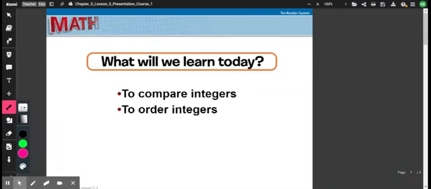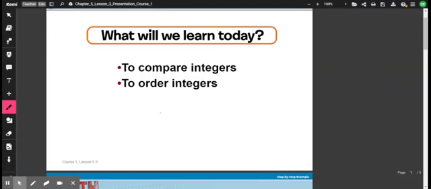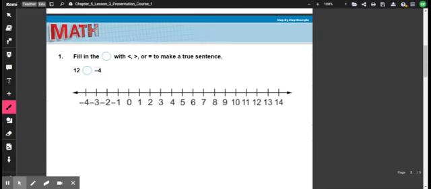We are on chapter 5, lesson 3. We are going to compare integers and order integers. So first off, what is an integer? An integer is just a number. It's going to be a whole number. Gotta remember that too. It's a whole number.